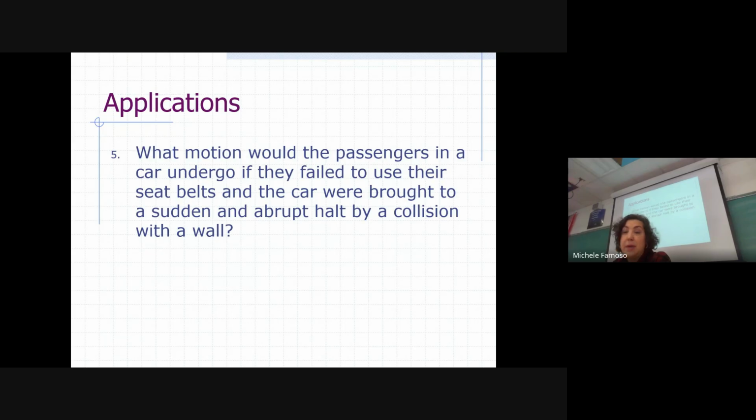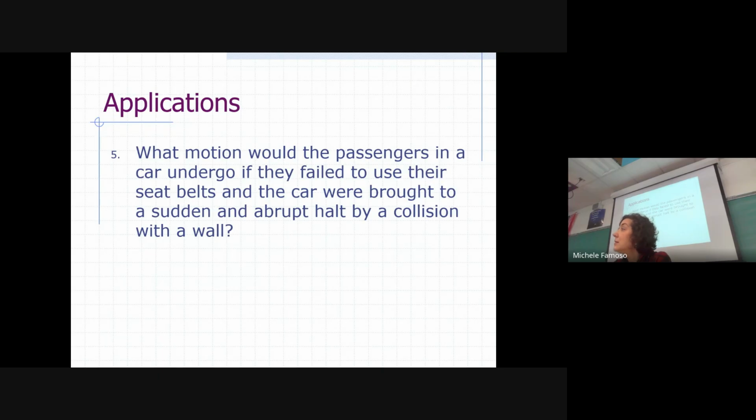What motion would the passengers in a car undergo if they were not wearing seatbelts and the car were brought to a sudden and abrupt halt by a collision with a wall or a telephone pole or a tree? Let's also say that the car doesn't have an airbag.